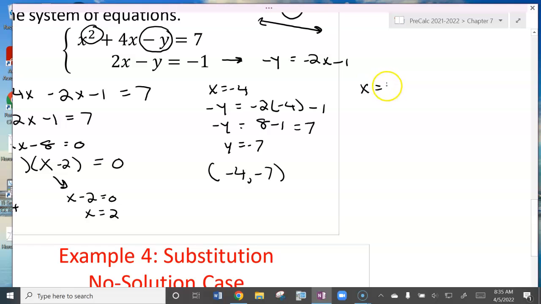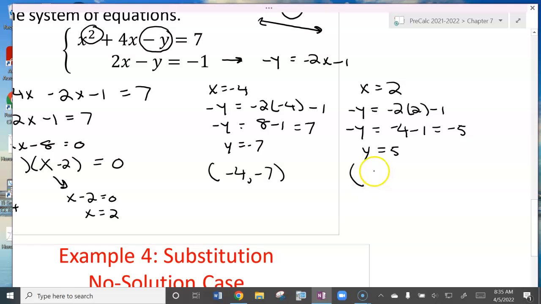And then for x equals 2, negative y equals negative 2 times 2 minus 1. Negative y equals negative 4 minus 1, and that's negative 5. So then that means that y equals positive 5. So the answer for this case as an ordered pair is 2, 5. So there's your two answers.